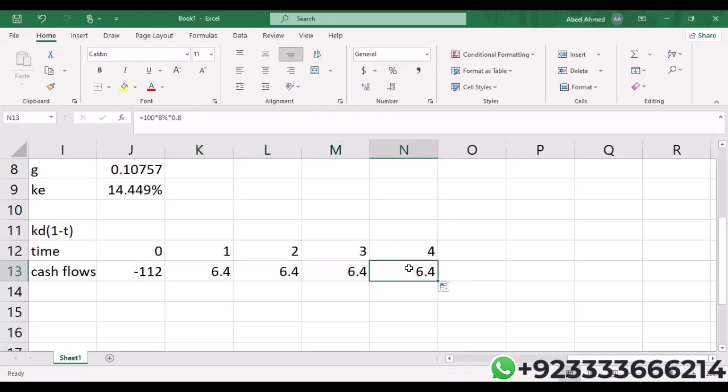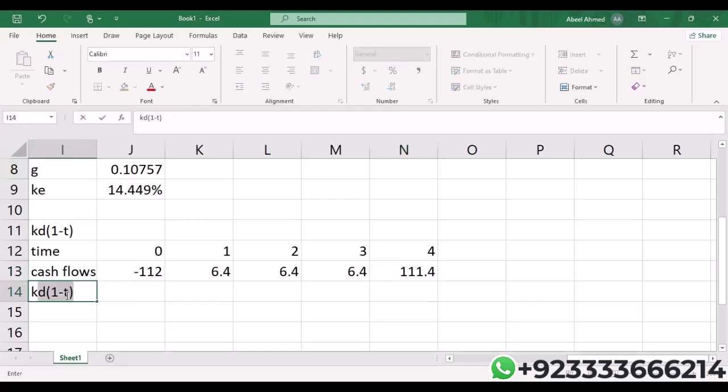In the last year, I have to take the redemption amount as well. Assuming the redemption is at 5% premium, and par value is 100, so it's going to be 105. Now, I need Kd (1 minus T) is equal to IRR.